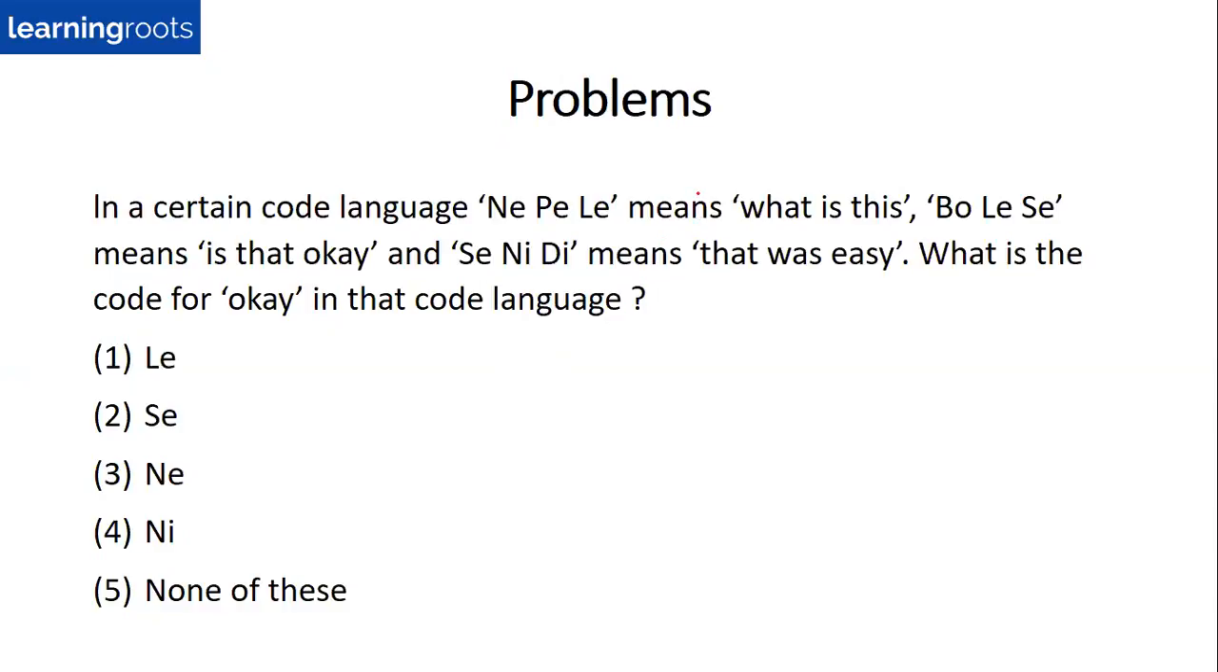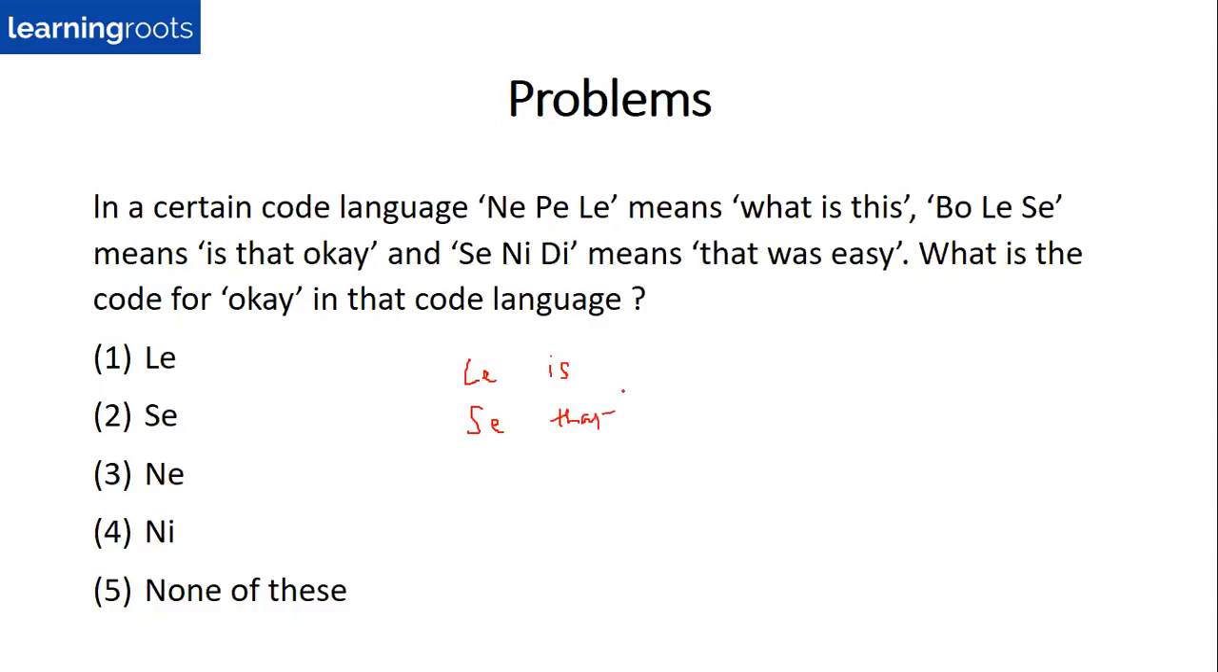So in the first one and the second one, I have ne, pe, le, and I have bole se. I know that le is common. That is the only thing that is common. So I have another word which is common. Now, what is this? So is common. So le is is. In the second and third, do we have anything common? We have bole, se, and se, need, be. So se is common. Again, one thing common. That is always something that is very easy to figure out. That was easy. So se is going to be that.